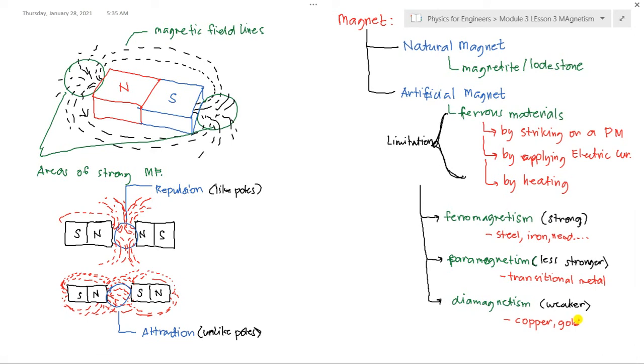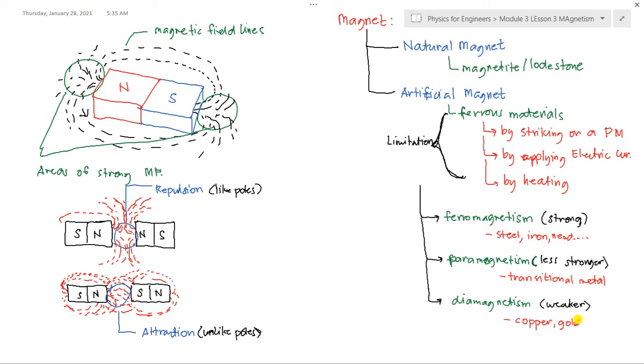Okay? So we have two main classifications of magnets, natural or artificial. And then artificial is further classified as ferromagnetism, paramagnetism, and diamagnetism. The order of this classification is based upon their strength. So ferromagnetism is stronger, mostly steel and iron. That's why the magnets in our laboratories, the rectangular magnets, bar magnets, and horseshoe or U-shaped magnets, are actually steel or iron, because they are cheaper and easier to magnetize. If you want something more expensive but even stronger, go for neodymium magnets.